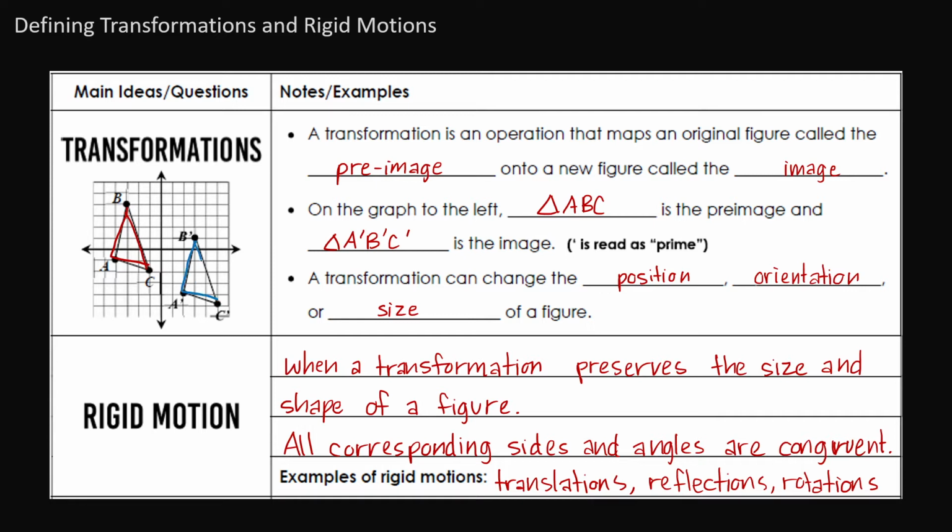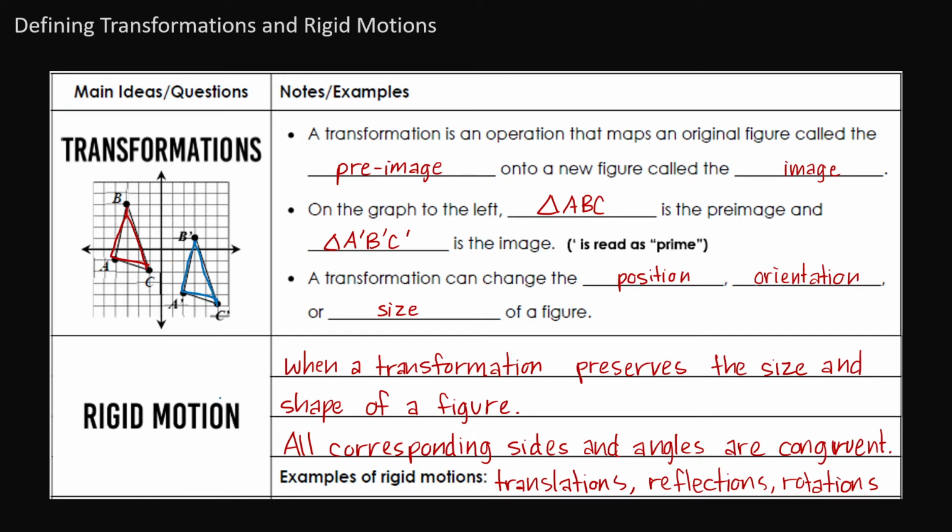Now, in the diagram on the left, you'll see that the red triangle is the pre-image. This is our starting point. And our ending point is the image. So we go from triangle ABC to triangle A prime, B prime, C prime. The apostrophes read as prime. So you'll notice A is mapped onto A prime, B is mapped onto B prime, and C is mapped onto C prime.